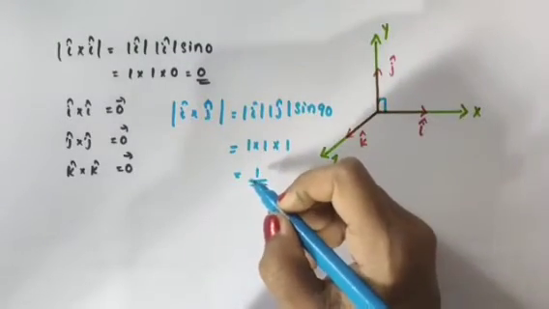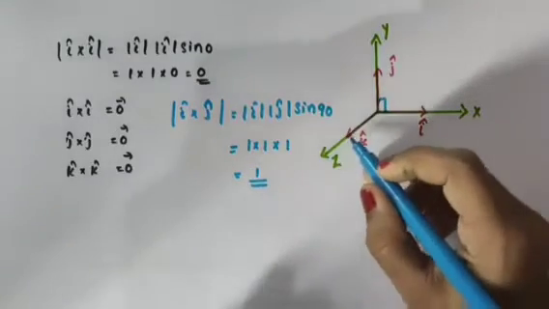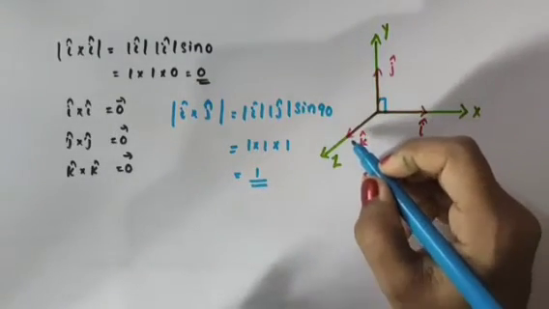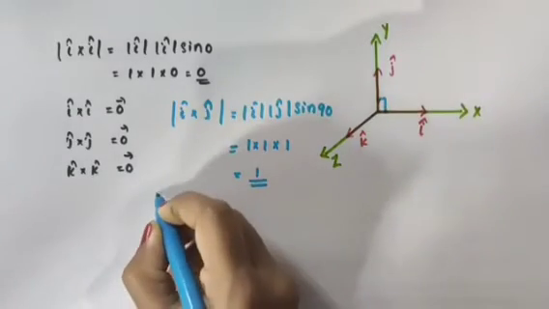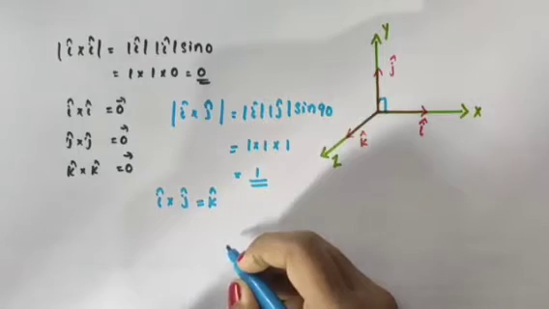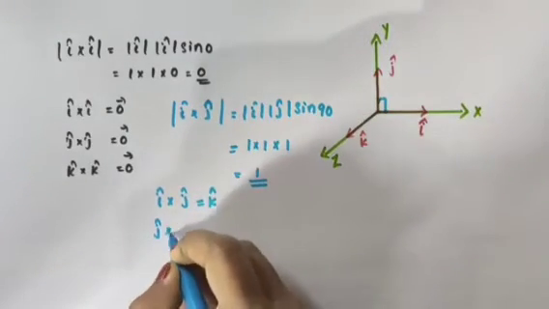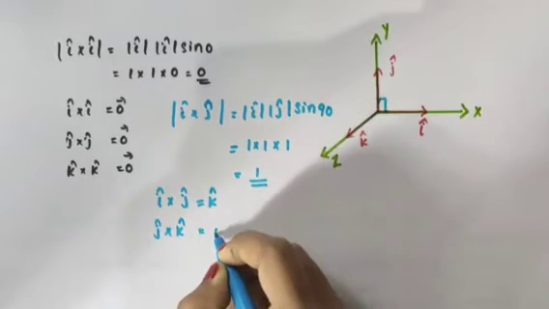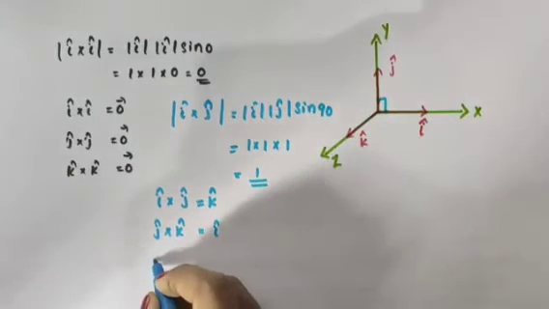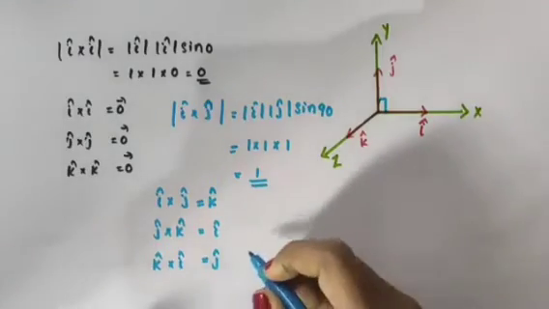So in the place of 1, what can I write? I can write K. Understood? Just as we wrote K cap. So let us write I cap cross J cap is equal to K cap. Okay, similarly let us write for the other ones. That is, J cross K cap is equal to what, I cap, and K cap cross I cap will give you what, J cap.